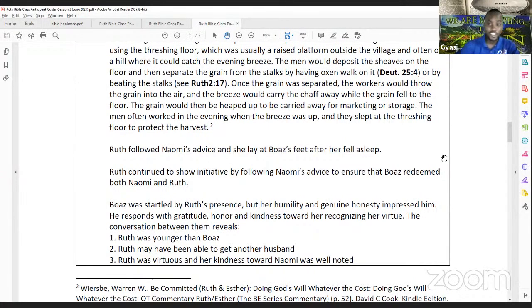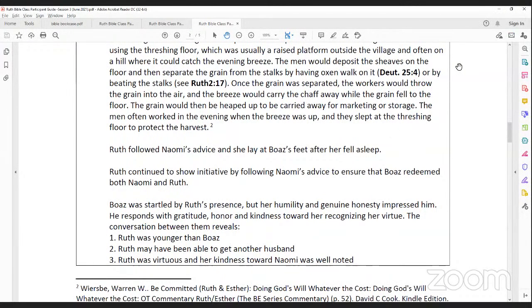Now, the culture may seem weird or different to us, but we must understand the context of what we're reading in the Bible, and not just for the book of Ruth, but any book in the Bible. It's important to understand the context of when it was being written, the audience and the characters themselves. Yes, Sister Claudia, I see your hand up.